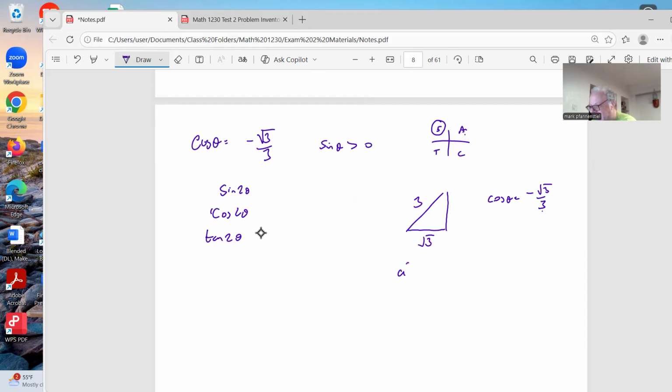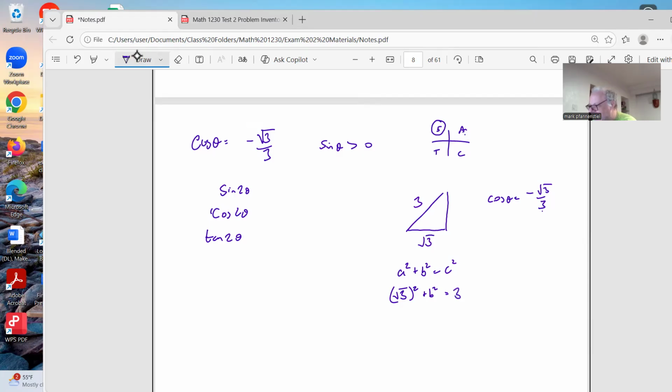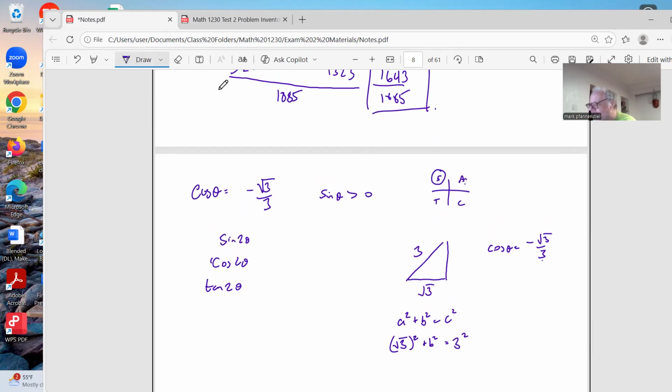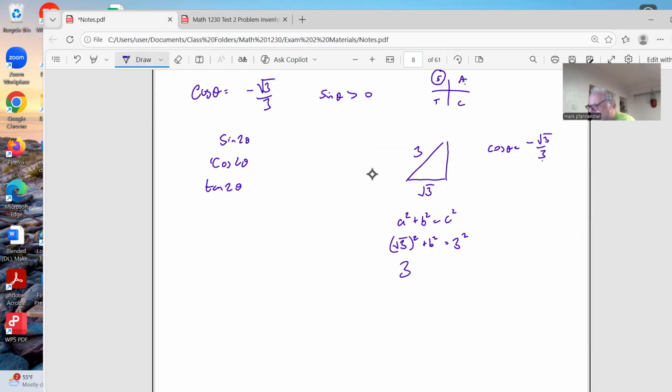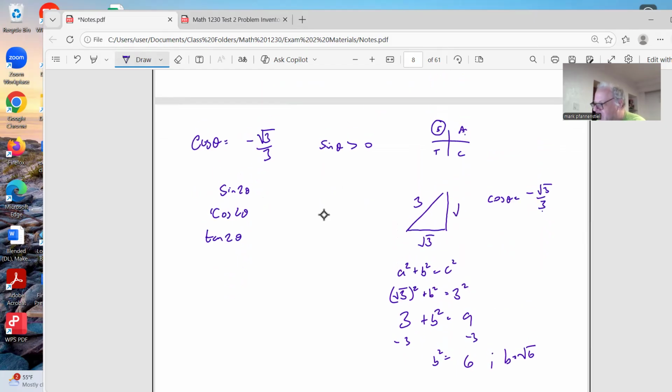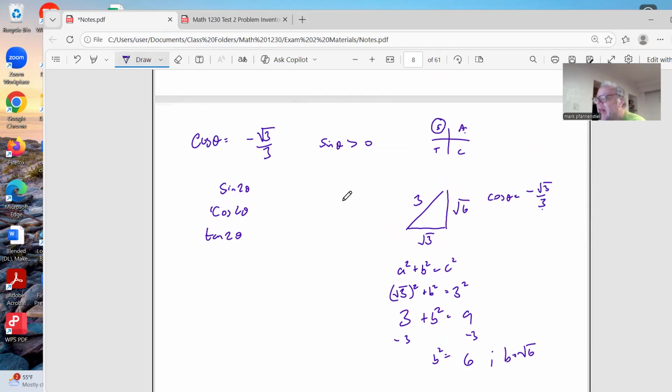So we're going to say that a squared plus b squared is equal to c squared. A squared is going to be the square root of 3 squared. So we have the square root of 3 squared plus b squared is equal to 3 squared, right? So don't get confused with this. We have 3 plus b squared is equal to 9. Subtract 3 from both sides. We have b squared is equal to 6, and then that means b is equal to the square root of 6. All right, so here we have the square root of 6. That's our triangle.